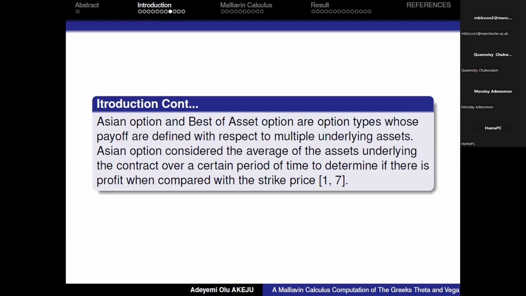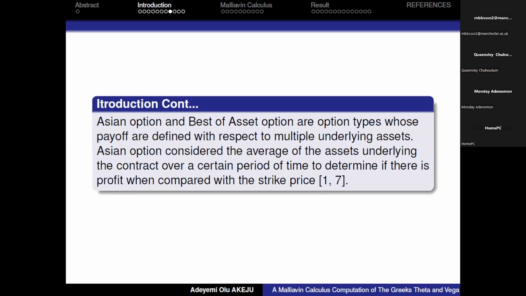Now, Asian option and best of asset option represent options that have multiple underlying assets. And that is our major objective, to look at those options that have more than one underlying asset.